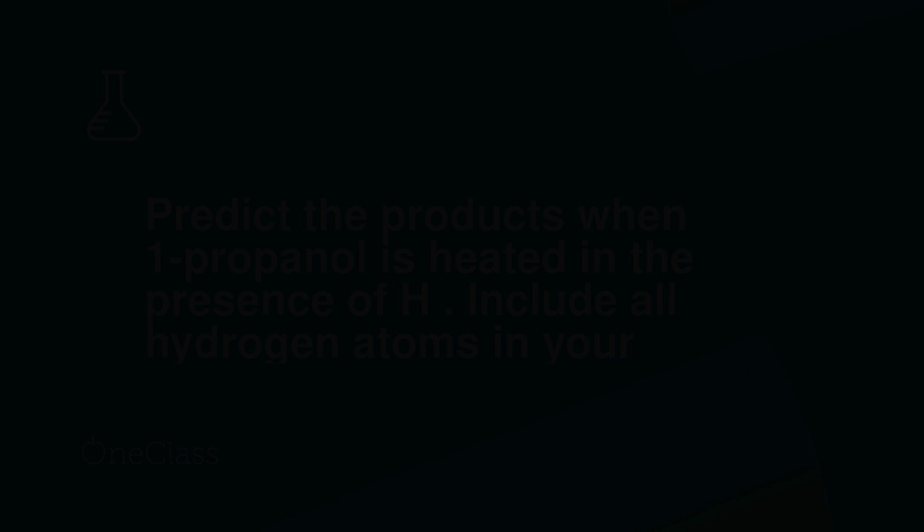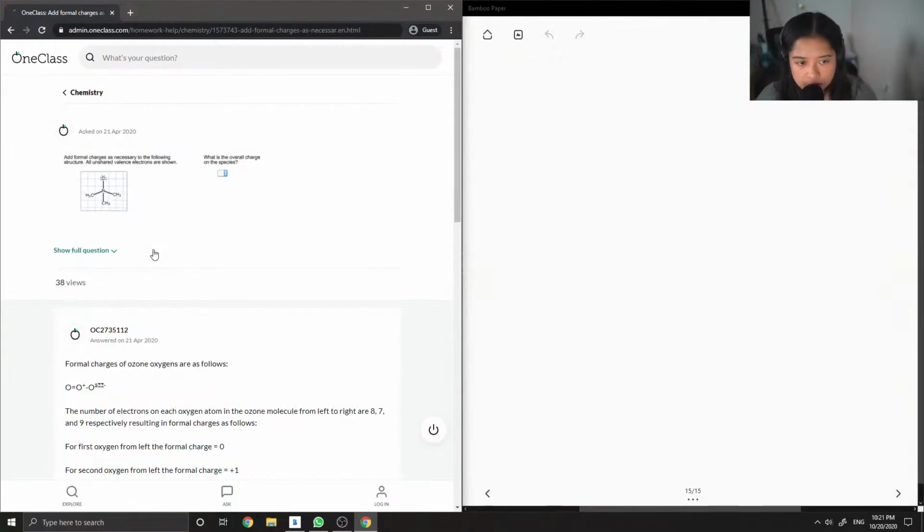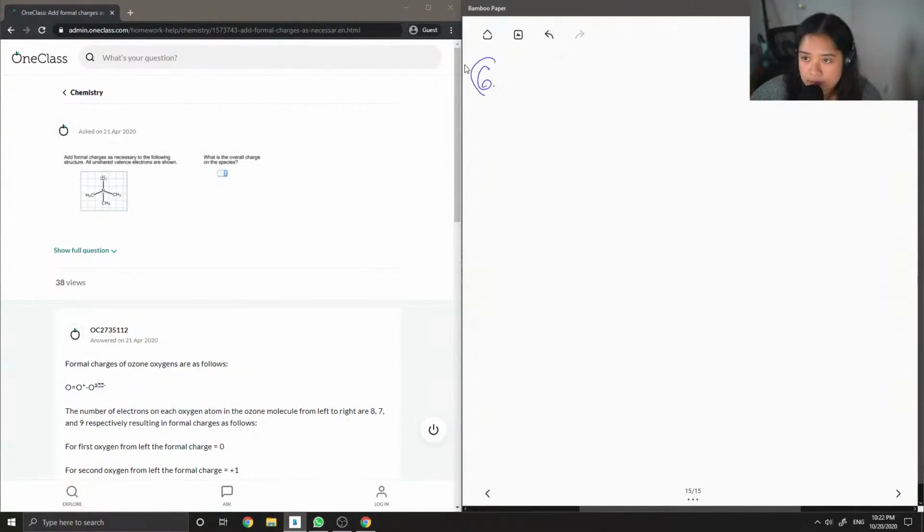Add formal charges as necessary to the following structure. All unshared valence electrons are shown. What is the overall charge on the species? So let me write down this species.